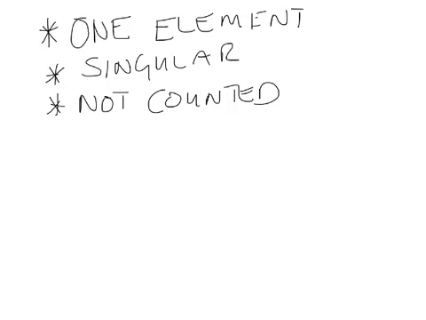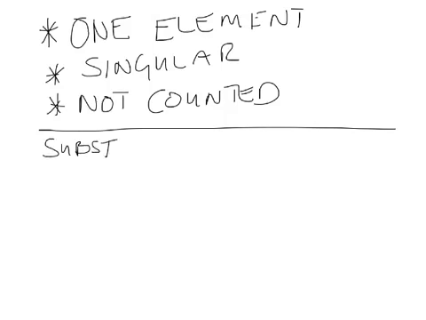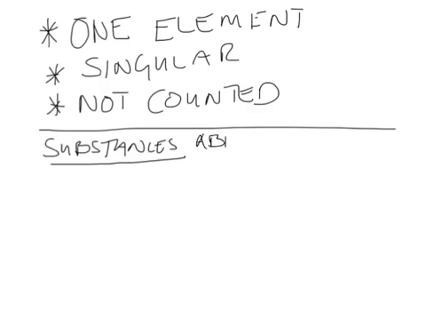Now, there are different types, and many times uncountable nouns differ from language to language, but I usually use three categories. One is substances. The other is abstract nouns. And then the last one would be collective nouns.